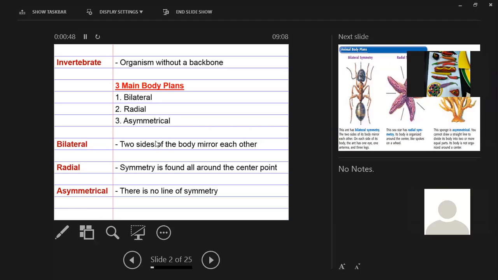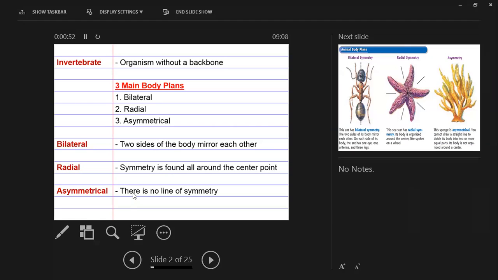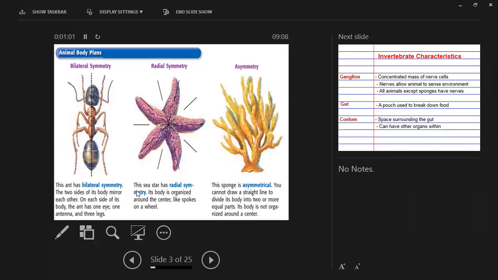Bilateral: the two sides of the body mirror each other. Radial: symmetry is found all around the center point. Asymmetrical: there is no line of symmetry. Look at the photo. You can see the difference between the three kinds.